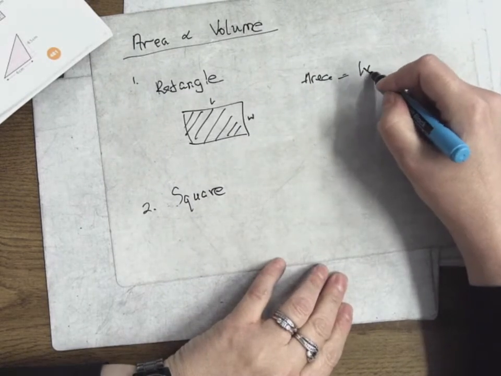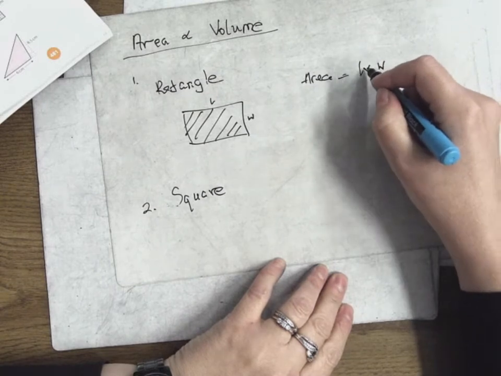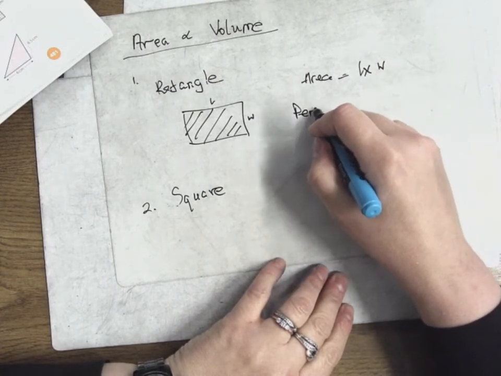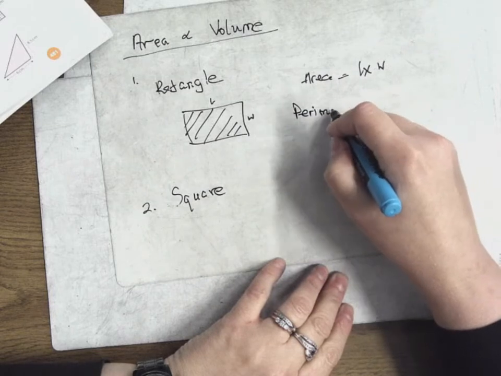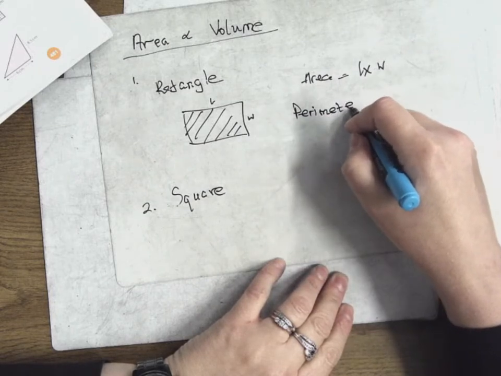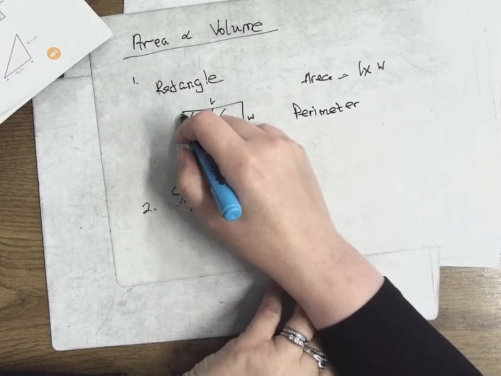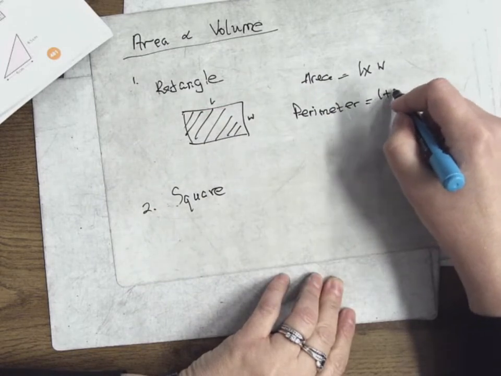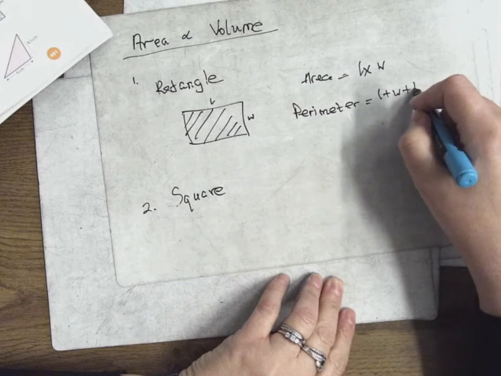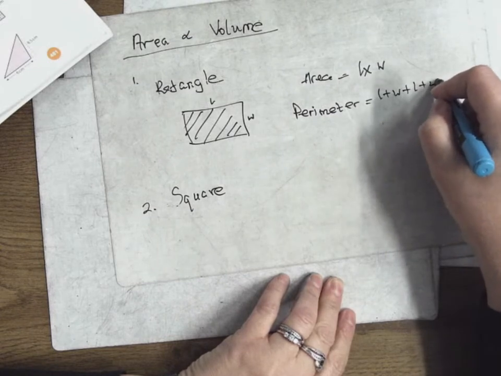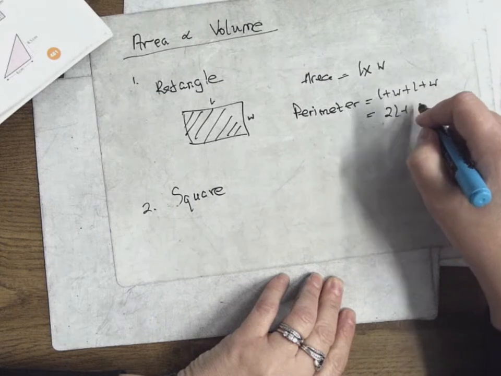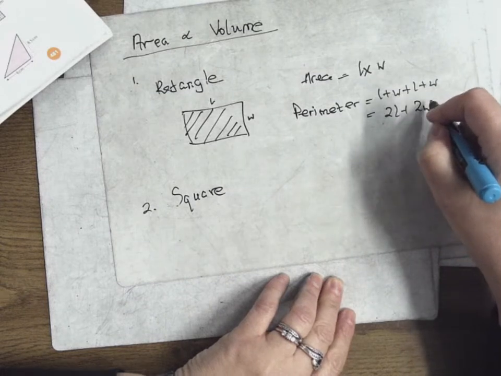Length by width. Oh my God, you're geniuses. Right, perimeter. Perimeter is the distance all the way around. So I'll start here and I'll go length plus the width plus the length plus the width. So it's 2 times the length plus 2 times the width. Do you need to remember that? No. You just add up the distance all the way around.